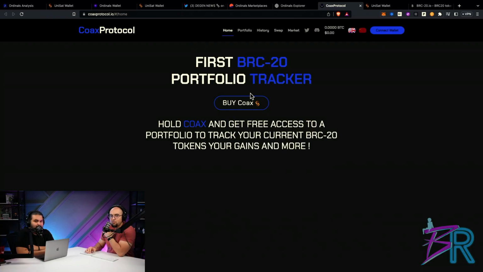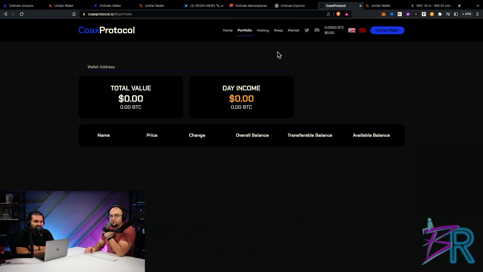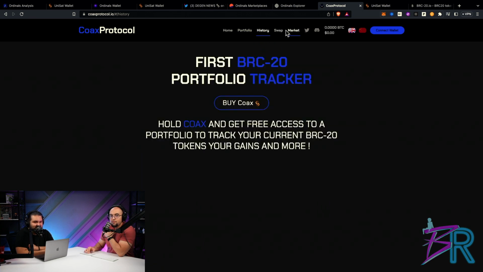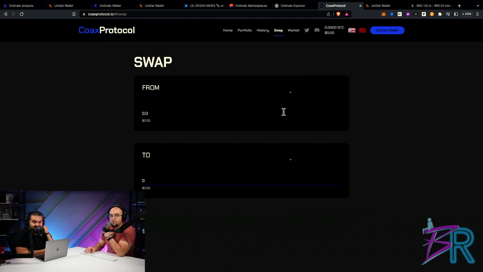So basically, hold Coax and get free access to a portfolio to track your current BRC20 tokens, your gains, and more. Yeah, the more is the swap portion from what I see. So the swap tool right now is not functional. I actually went into the Discord for Coax and asked them directly, hey man, what's the timeline for this tool to become usable? Because swapping of your BRC20 tokens is massive. That's huge. So the response was not yet, but that is their focus.